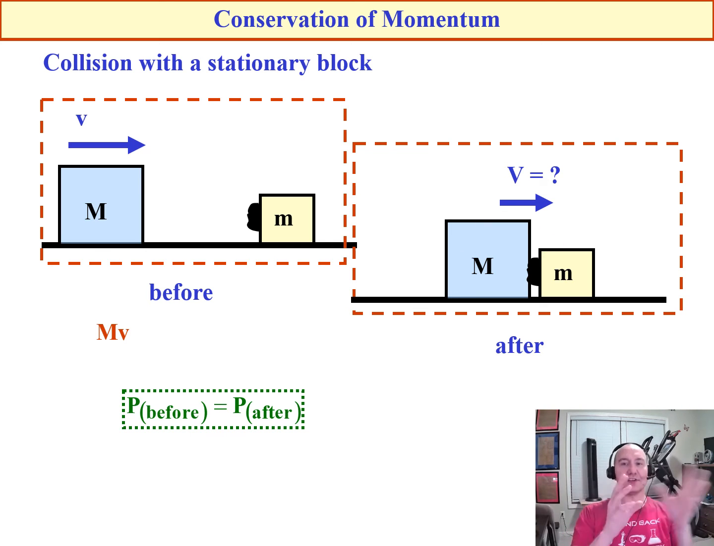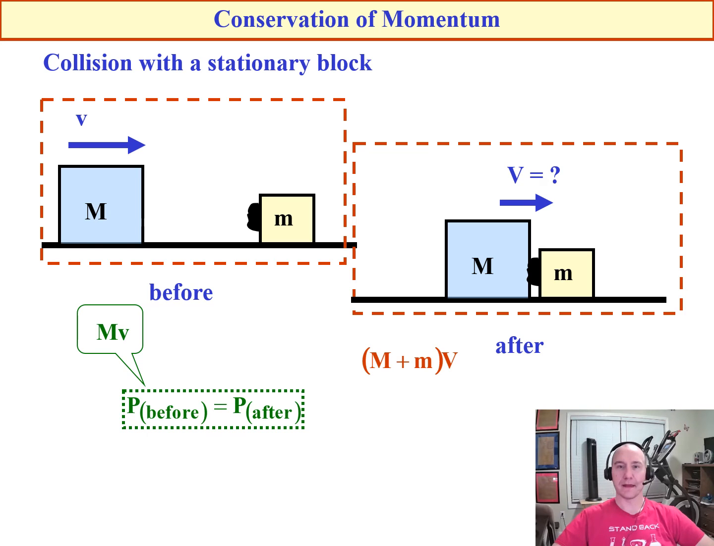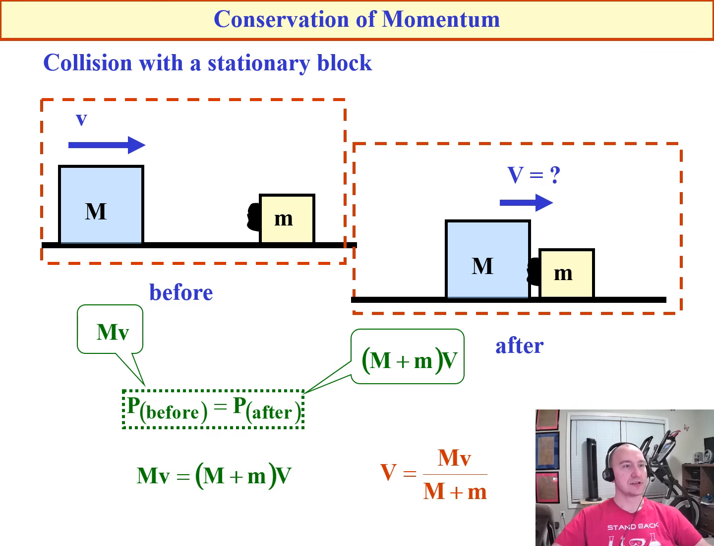Now, you could treat each object separately if you'd like. But when they're stuck together, you can actually treat it as one object for after. All right, so it's mass 1 plus mass 2 times velocity. If you treat them as separate objects, it would just be capital M times V plus lowercase m times V, and if you factor out the V, you see you pretty much get the same thing. I like to think of both of them as now one object and we treat them as one object. So that's our equation. To solve for the velocity, you get this equation.